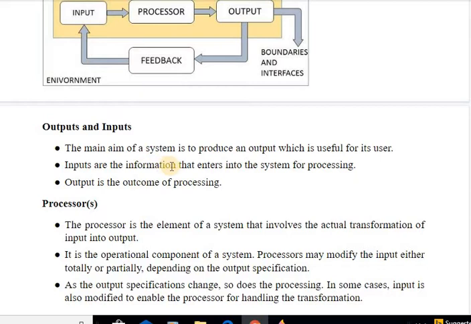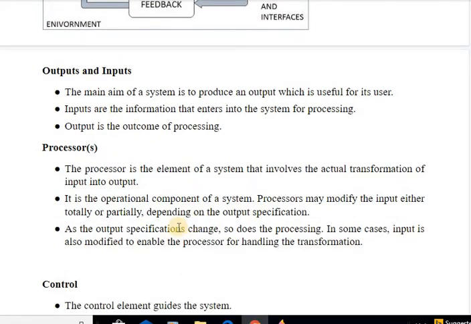Input and output are the information which are given to the system to get processed and produce some output. Output is the outcome of your processing basically. Processor is the main element of the system that involves the actual transformation of the input into output, and it is the operational component basically.